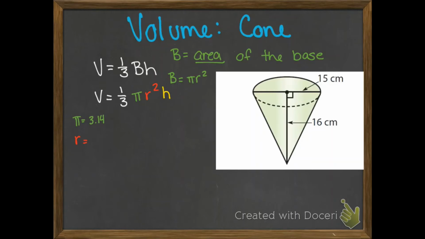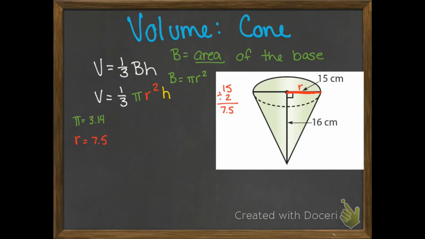If we look over at our image, it gives us the diameter. That line goes all the way across, so we only want half of that value. In order to get that, you need to divide the diameter by 2. So it gives you 15 as the diameter. Divide that by 2, and you get 7.5 as your radius. So that's the number we're going to be replacing r with.